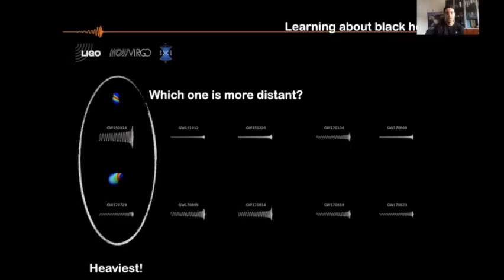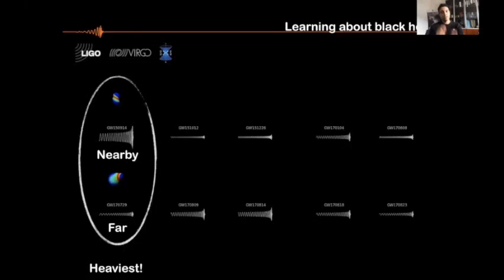Now, remember that loud, so big, means nearby. So out of these two, the two that I have in my circle, which one do you think was closer to us? Top or bottom? So people, please answer. So people are saying top. Okay, so you got it right. The top one is nearby, and the other one is much farther away.